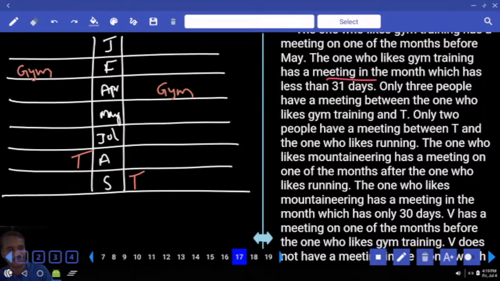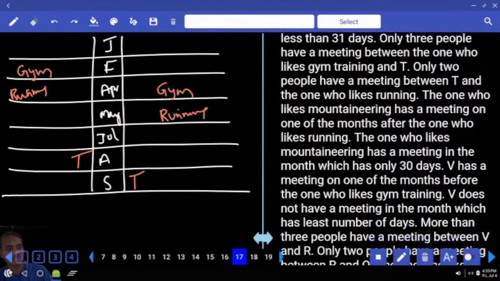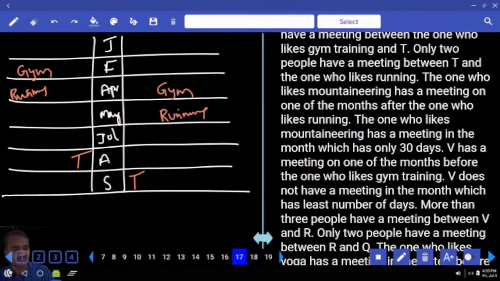Next one, only 2 people between T and running. Now between T and running, how many? There are exactly 2 people. T and running, there must be exactly 2. The one who likes mountaineering has a meeting in one of the months after running. After running, mountaineering. The one who likes mountaineering has a meeting in a month which has only 30 days. After running, only 30 days, what is the only possibility we have? It must be in the month of September. Similarly here again May, July, August. Now it must be in the month of September.